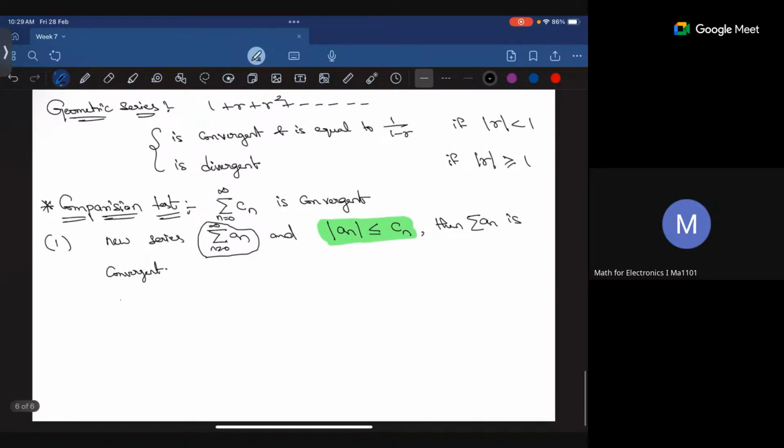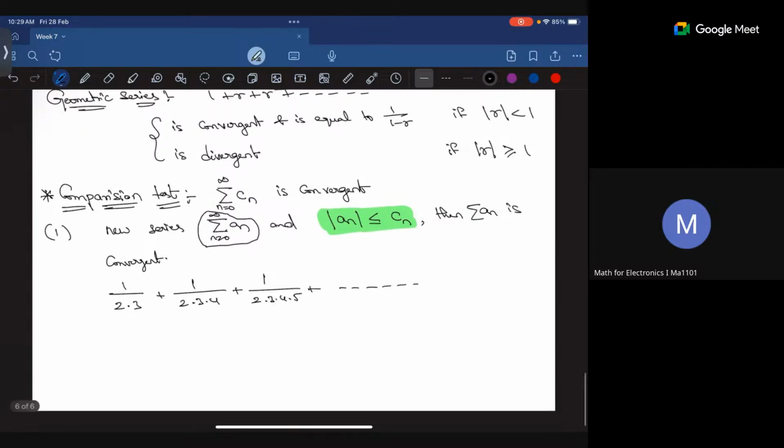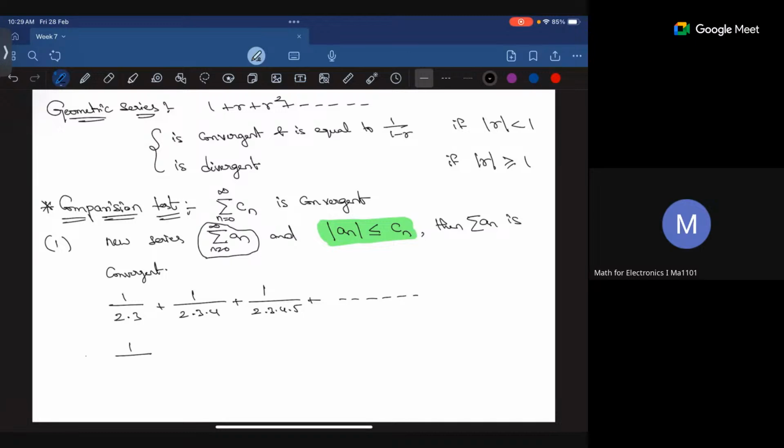For example, if you see something like this: 1 by 2 into 3, plus 1 by 2 into 3 into 4, plus 1 by 2 into 3 into 4 into 5, and so on. This is definitely not a geometric series. So if I have to conclude whether this series is convergent or not, I have to compare this with some geometric series which is convergent. So I will compare this. This is an, n equals 0 to infinity. Now this Cn, I should have the terms that are greater than each of these terms.